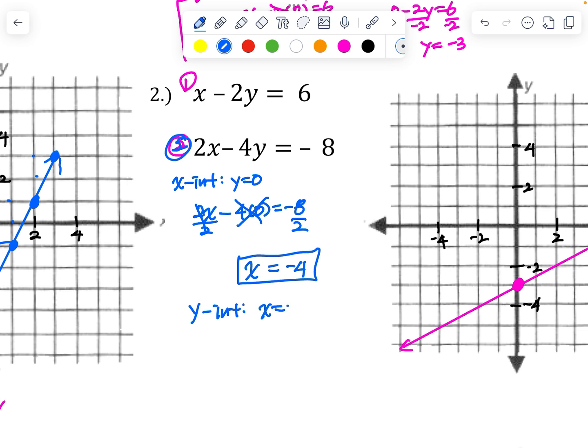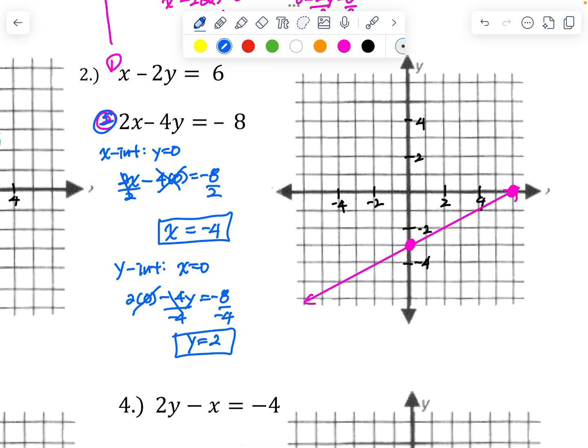My y-intercept: x is 0 this time. So 2 times 0 minus 4y equals negative 8. That turns into 0, so I have negative 4y equals negative 8. Divide both sides by negative 4. Y is positive 2. All right, so I can graph this now. X is at negative 4, and y is at positive 2.